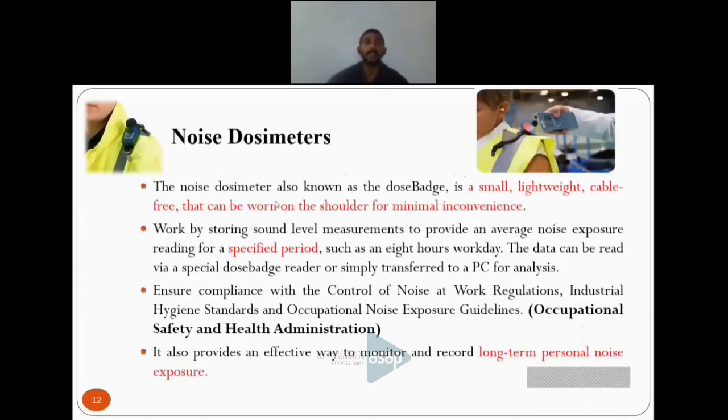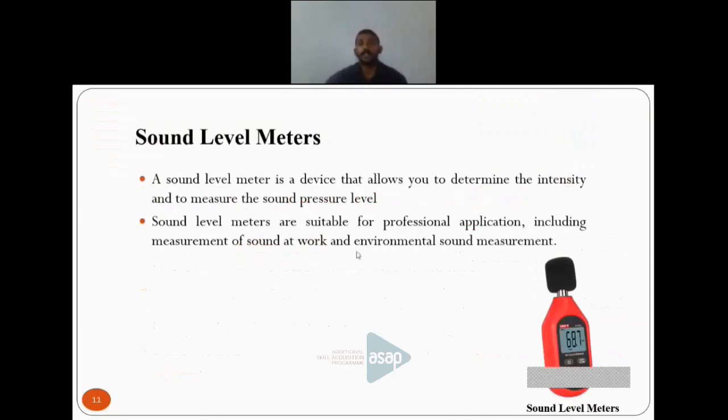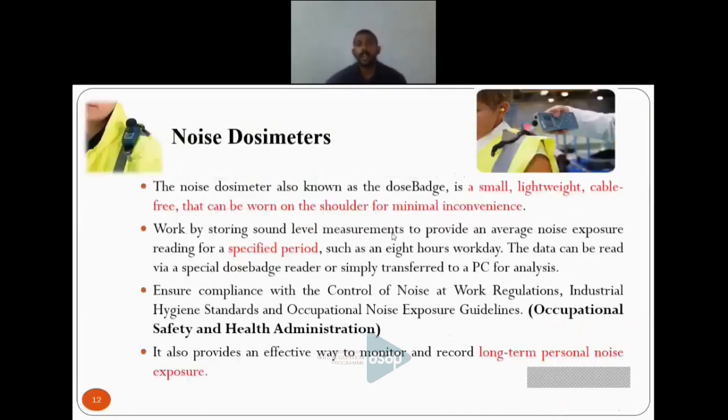Next is the noise dosimeter. This is easy and simple as compared to the sound level meter. It is a small and lightweight cable-free instrument, weighing only 51 grams. It can simply be hung or pinned on the shoulder, or we can say worn on the shoulder.